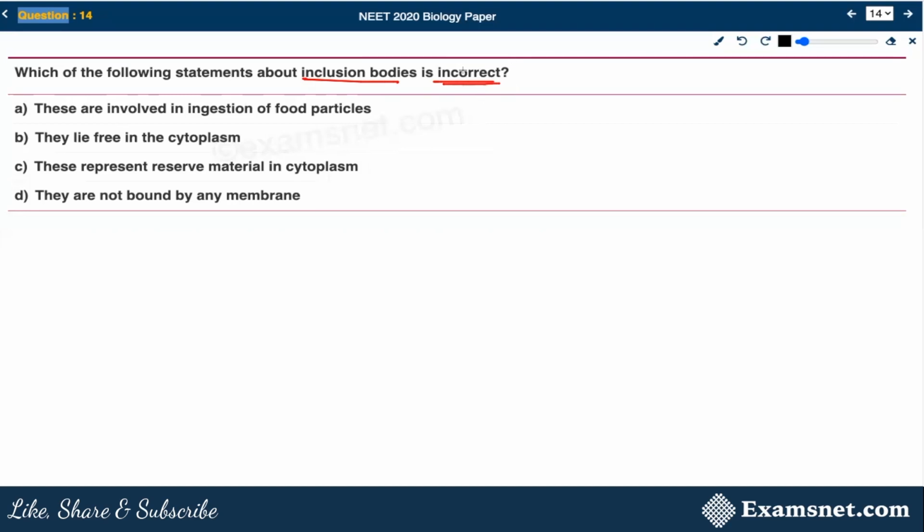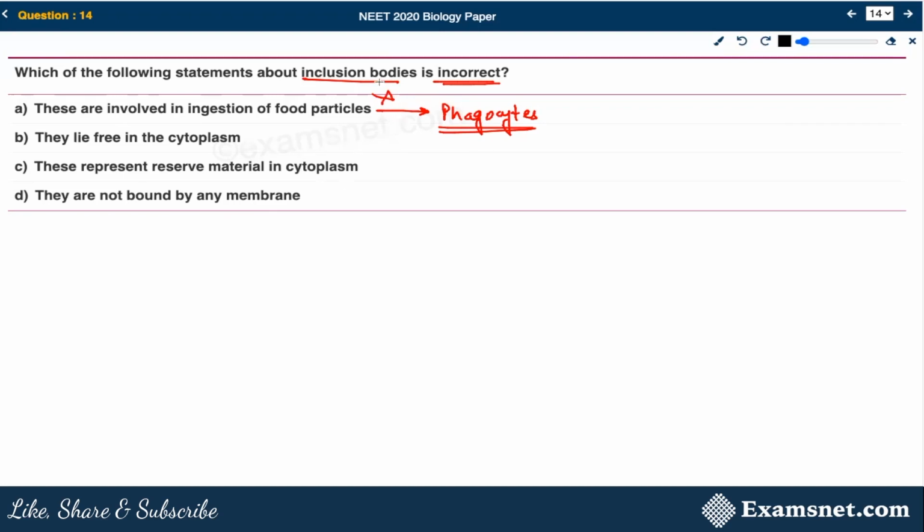Now, inclusion bodies are actually, they are involved in the ingestion of the food particles. Now, they are actually not involved in the ingestion of food particles, because in the ingestion of food particles, the organelles which are involved or the cells which are involved, they are called as phagocytes. They are considered to be as phagocytes, which are involved in the ingestion of the food particles. All right. So again, this is the incorrect statement. So with this aspect or respect, the incorrect statement goes on.